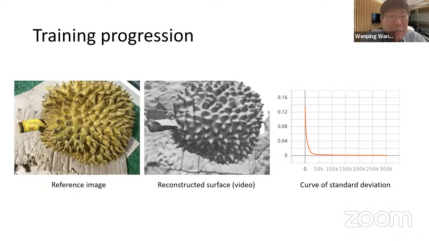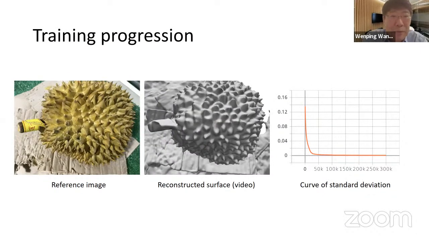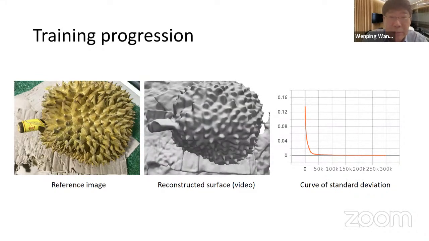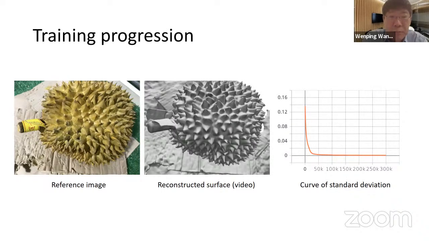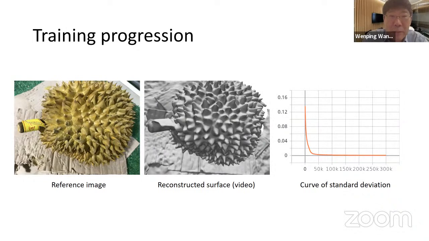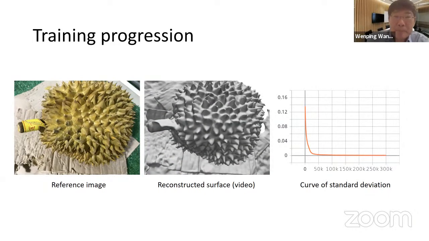For very challenging objects, like a durian, which is a general object, highly irregular with many sharp spikes, our method works quite all right. The video here shows the progression of the training process. You can see how the 3D model is being reconstructed inside the neural network.